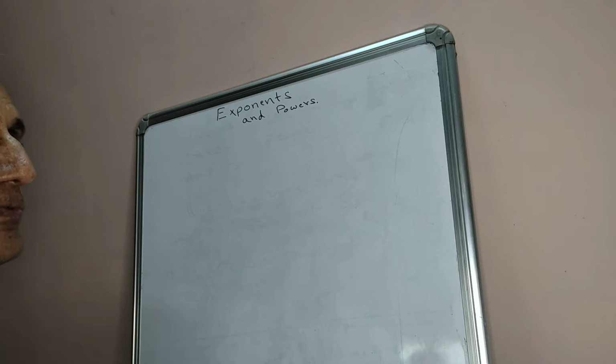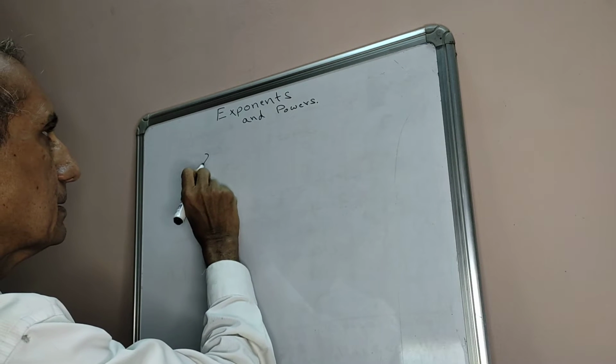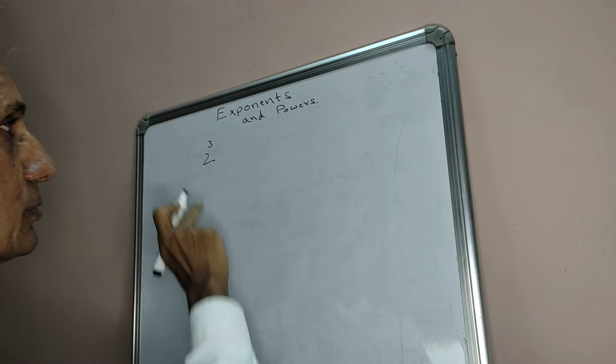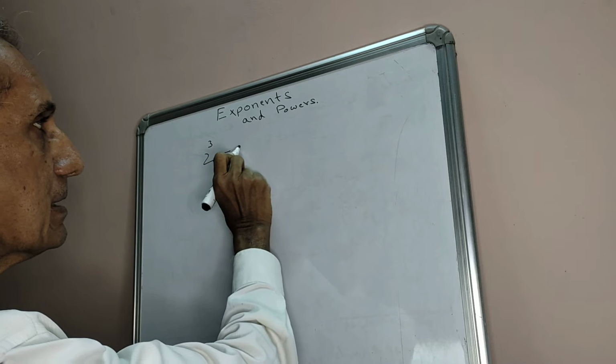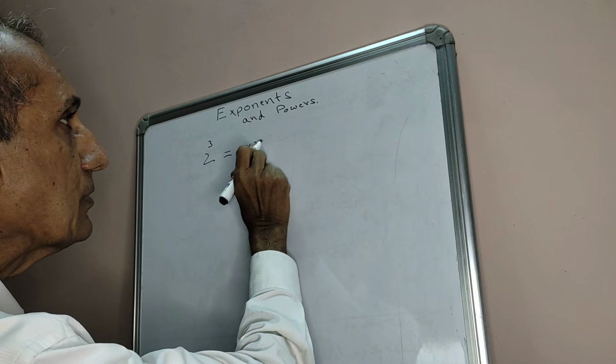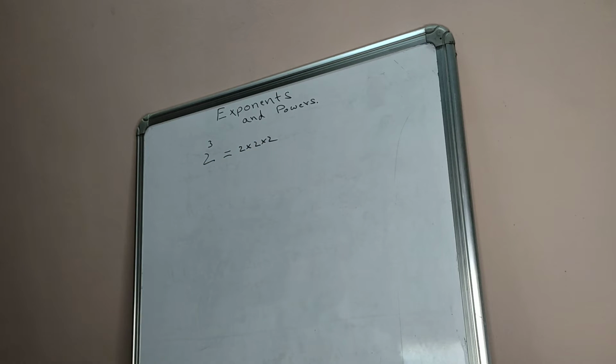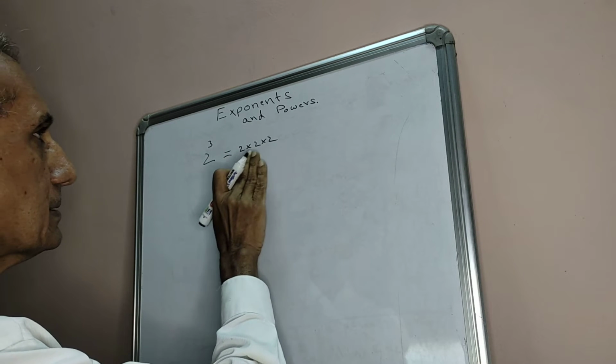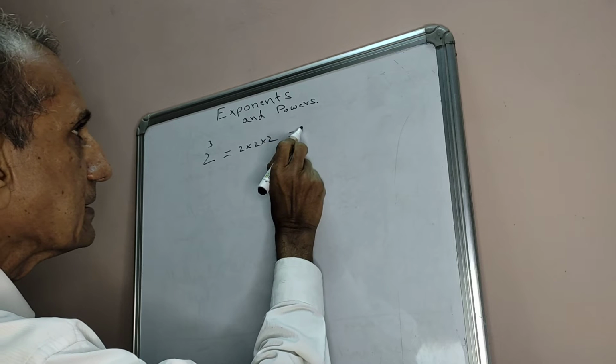Now, you must have seen expressions like 2 cube. What does 2 cube mean? 2 cube only means 2 multiplied 3 times. So that is what 2 cube indicates. In this 2 cube, this is 2 into 2 into 2, which is 8.